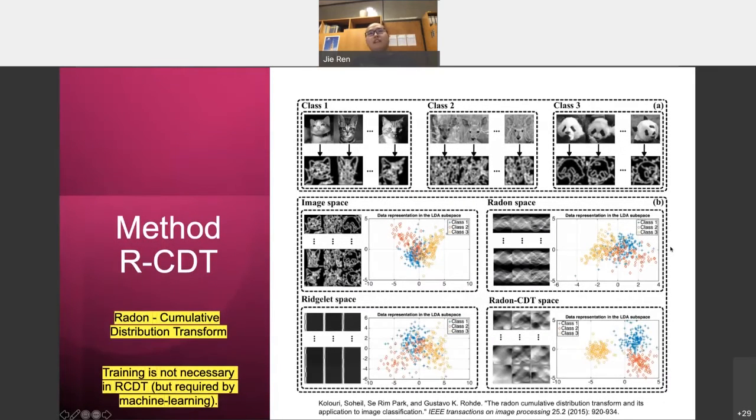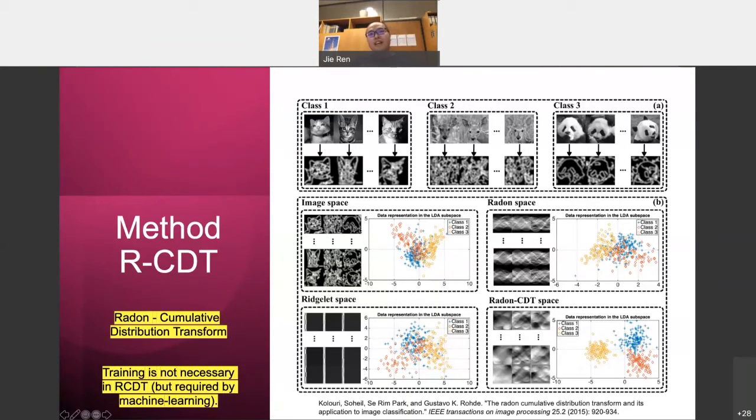So talking about this method, it's called RCDT. The full name is Radon Cumulative Distribution Transform. So it's actually two parts added together. One is the Radon transform, and the second is the cumulative distribution transform. These two transforms are built together, and this method is used for image classification, and it was proposed in the year 2015.